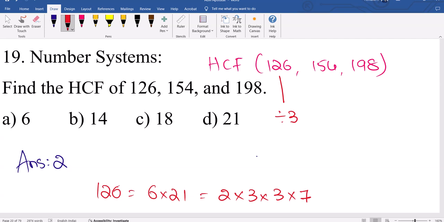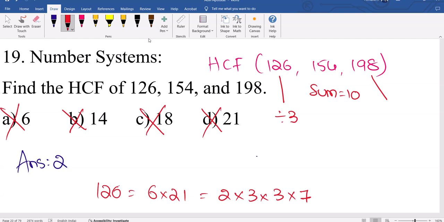HCF means the one which is dividing all these numbers. 6 means 3 multiple. This is not divided by 3. Sum of digits is, what is sum of digits here? 10. It cannot be divided by 3. So these all are eliminated. Now if you think about 14, there is an issue. With 14, this is not divided by 7 as well. So all options are wrong here. Correct answer is 2.